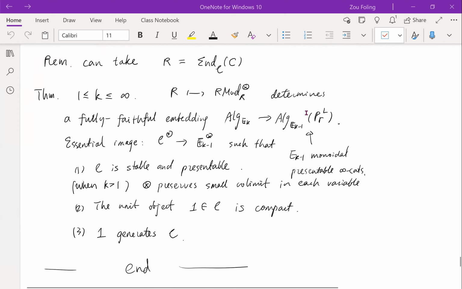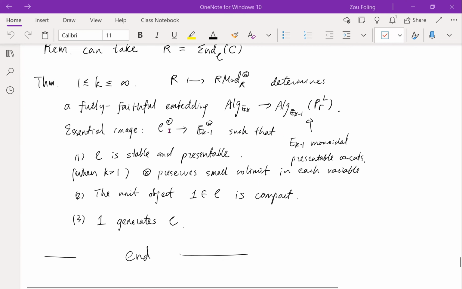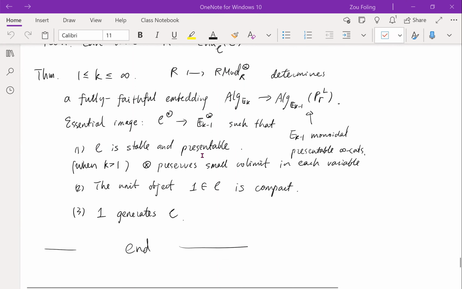And then, something is in the image, that's the recognition part. Its essential image consists of those E_(k-1) monoidal categories so that, first, the fiber over 1, C tensored with the object 1, is stable and presentable, and we also require the tensor to preserve small colimits in each variable if k is greater than 1.